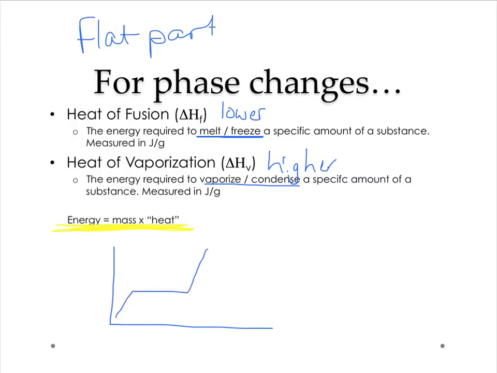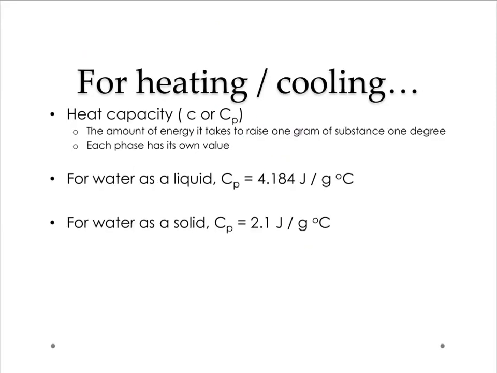So if we have our graph here, we would do fusion, and up here we would do vaporization. For heating and cooling, the sloped parts of the graph, we have to use what's called heat capacity. And heat capacity is different depending on what type of substance you're looking at.